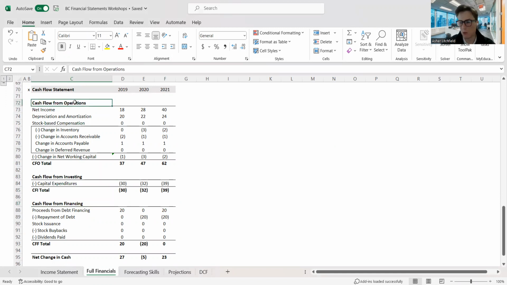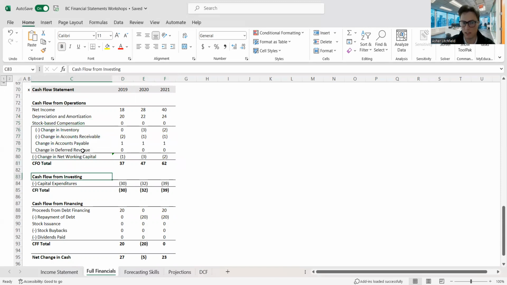Roughly speaking, cash flow from operations is cash that's involved with the business operating day to day. So you have your net income. Remember, this is your profits. And you also have a bunch of other stuff that's directly involved with the business, the business's operations.